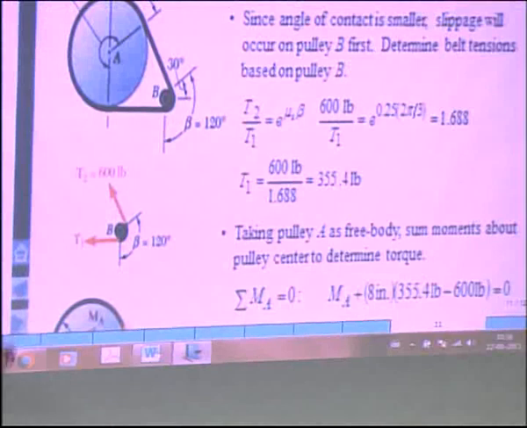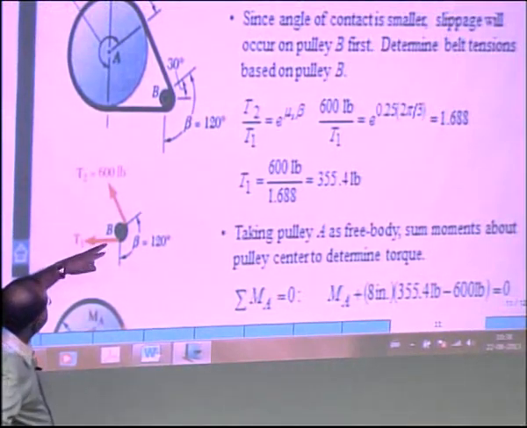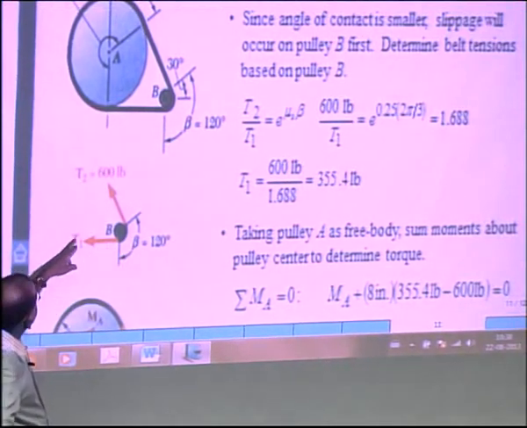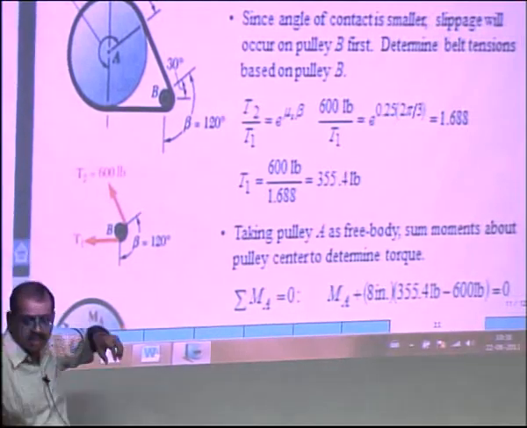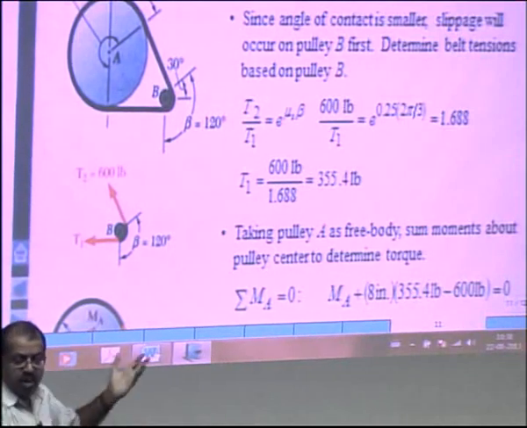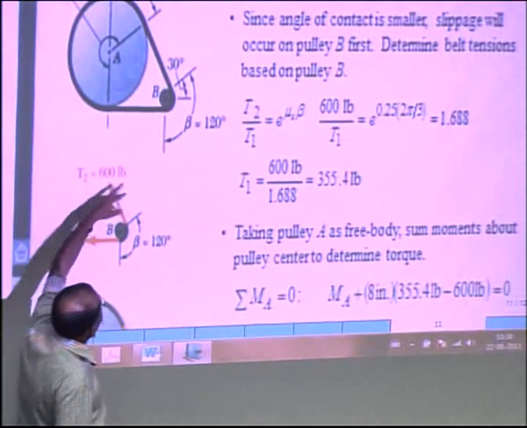two pulleys. So first I draw the free body diagram of the smaller pulley. On the smaller pulley I have this angle of wrap is 120 degrees. This is T1, T2, and as before, as we said, this tension is bigger. It's the same situation as what I discussed. It's the same direction of motion, so therefore this tension is bigger. This is T1.